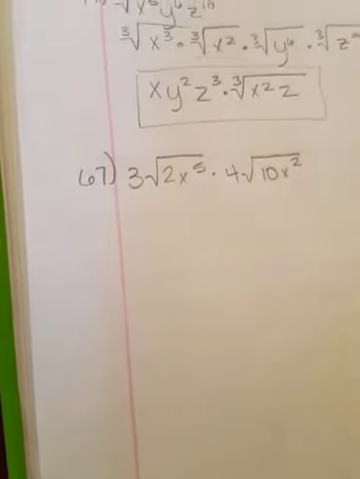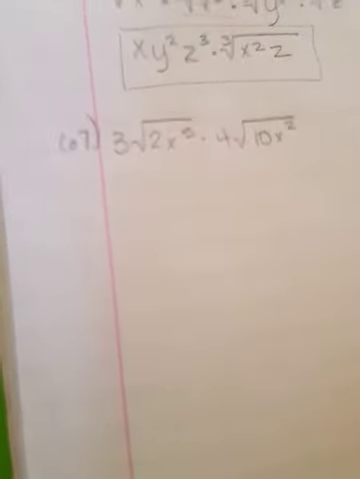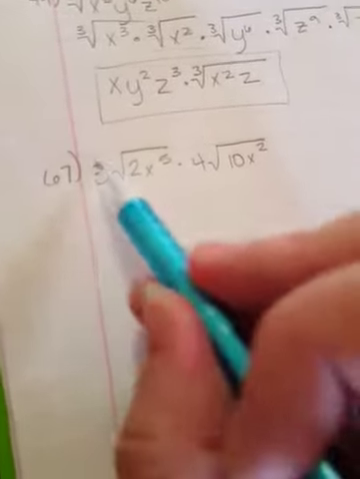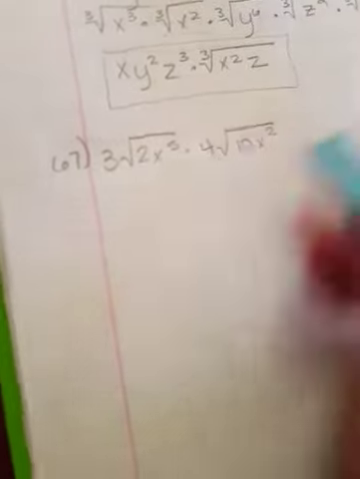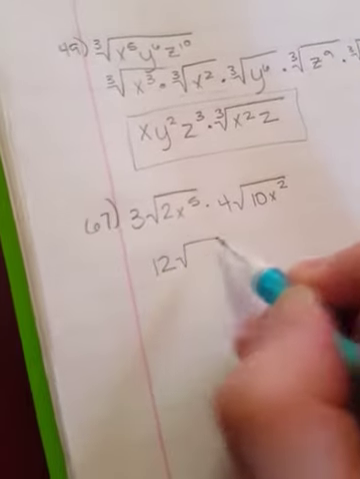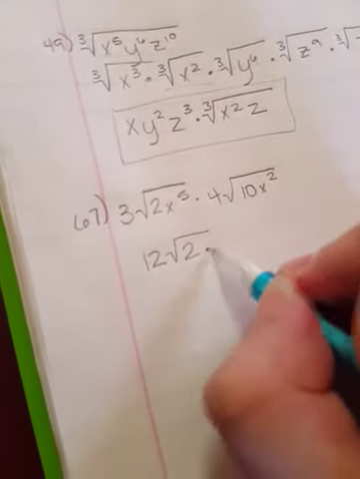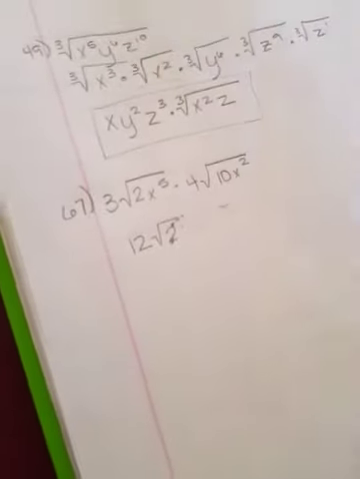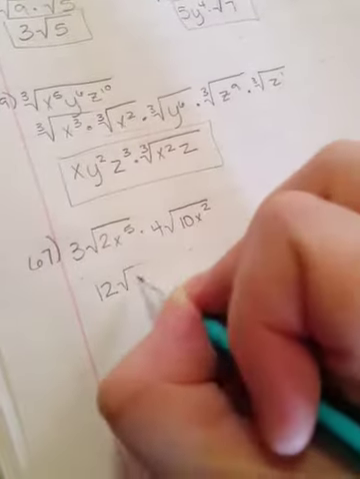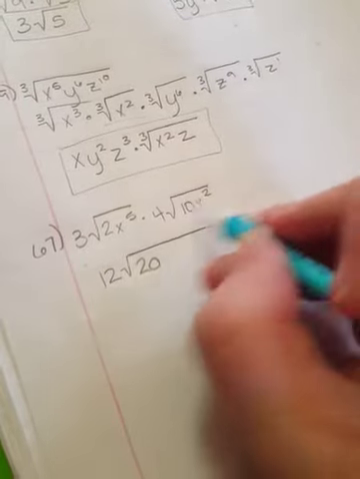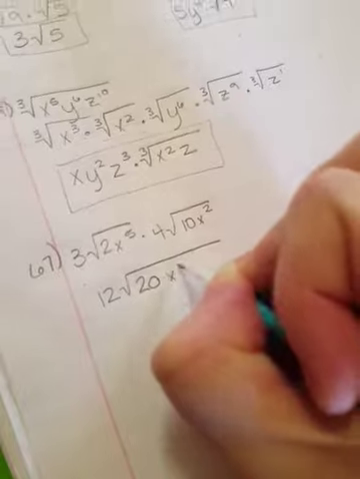Okay, on number 67, we're also going to multiply and simplify. So we're going to multiply these. So you have a base here and here. So you're going to multiply those. 3 times 4 is 12. And then you have the square root of 2 times the square root of, oh, whoops, sorry, did that wrong. The square root of 2 times 10, which is 20. And x to the 5th and x squared, you add those two together, so it equals x to the 7th.